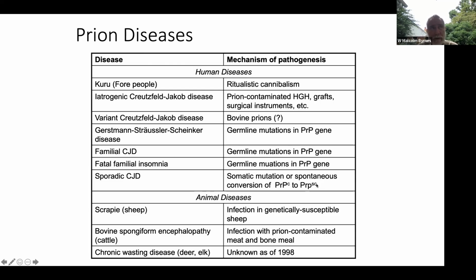Sporadic CJD is not inherited, caused by somatic mutation or spontaneous conversion somehow of the cellular to the infectious form of the prion protein known as scrapie. Because scrapie is a sheep prion disease, that's how the infectious form was named. It's the scrapie form. Here's scrapie in sheep. It's caused by infection of genetically susceptible sheep by the prion protein. Bovine spongiform encephalopathy, mad cow disease, is caused by infection with prion-contaminated meat or bone meal. So what was happening in the 1980s and prior is that cows were being fed bone meal from slaughtered cows, and those were contaminated. So that practice was discontinued. Chronic wasting disease is found in deer and elk, which was unknown before 1998, but now is known to exist in those wild animals.